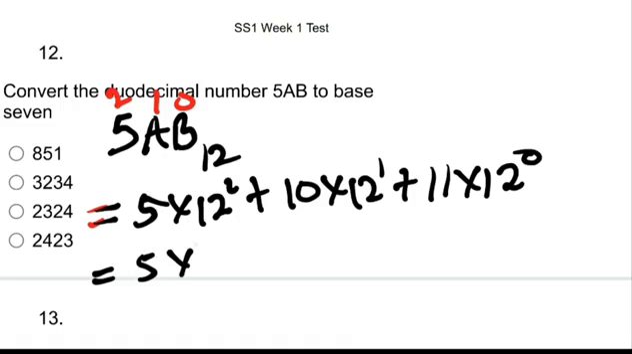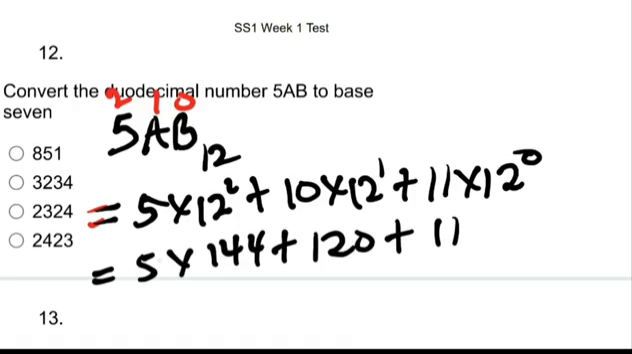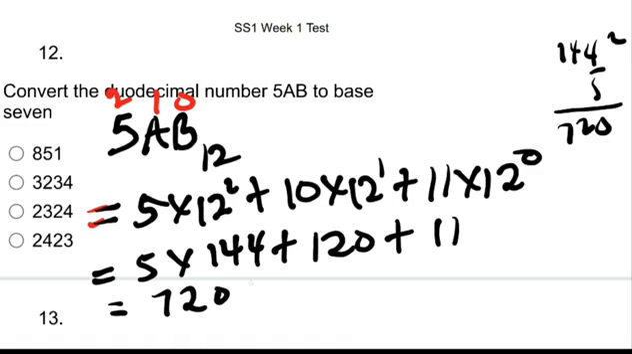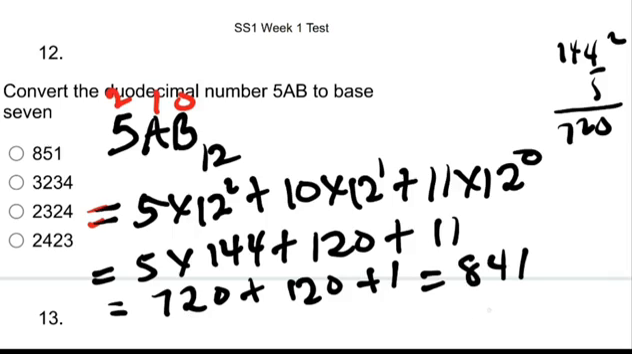So that means 5 times 144 plus 120 plus 11. So we multiply this. This gives 720 plus 120 plus 11, and that gives 720, that is 840, 851. It is this 851 that we're going to convert to base 7. So this one cannot be the answer. It's between all these ones. So what are we going to do now?